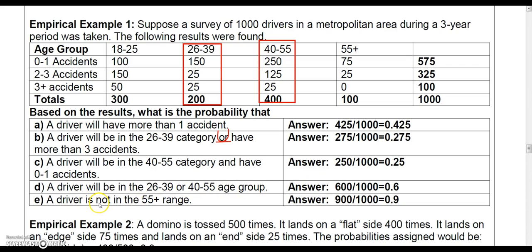And then here's an example of a complement, because it says a driver is not in the 55 plus range. Well, let's take a look at how many are in the 55 plus range. We have 100 people in the 55 plus range. So if we want to know the probability of selecting someone that's not, let's just subtract 100 from the total. So 100 from 1,000 is 900. So that means we have 900 that's not in that range. So therefore the probability would be 900 out of 1,000, which is 0.9.